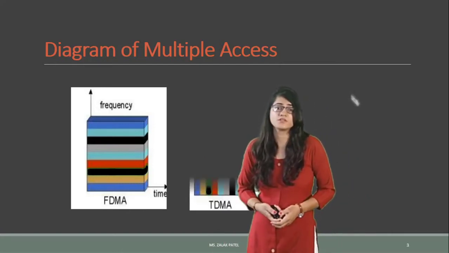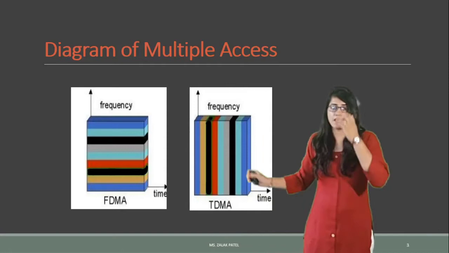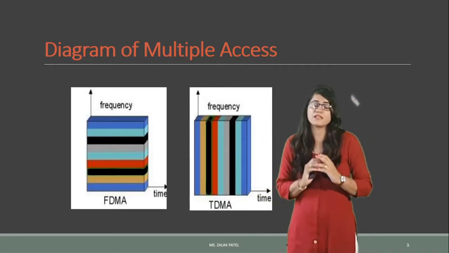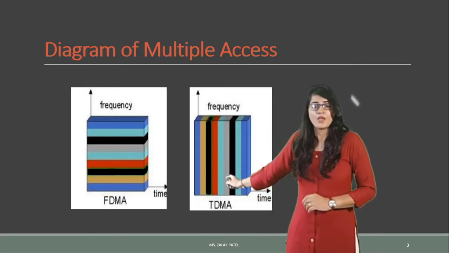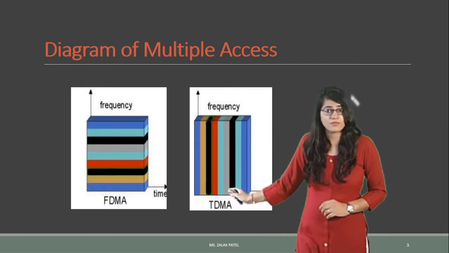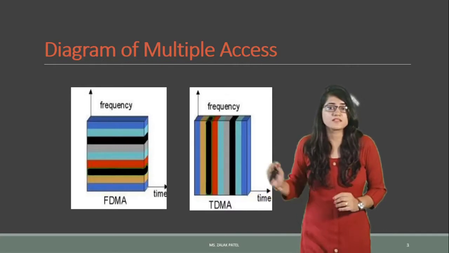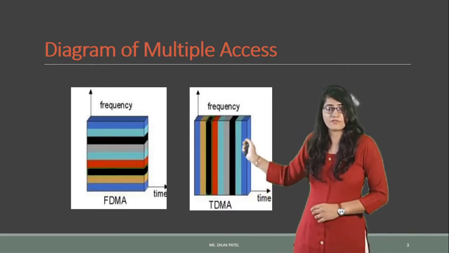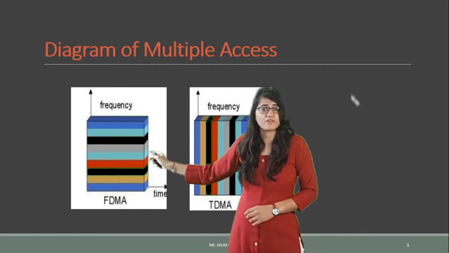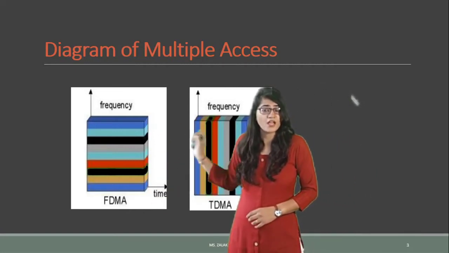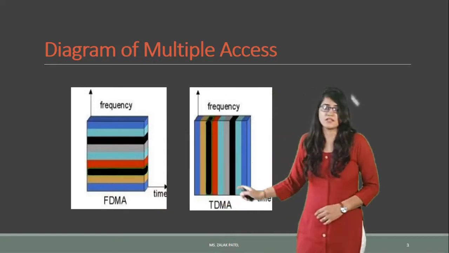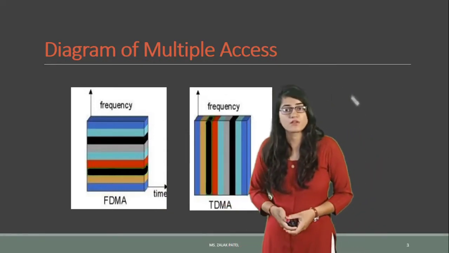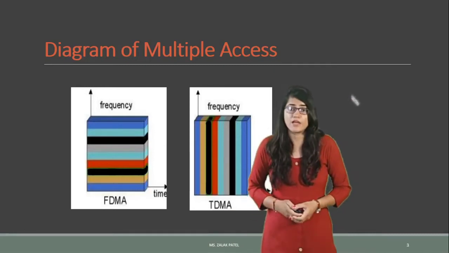The next multiple access technique is TDMA. Here again there is a frequency versus time graph. In this second graph, time is divided into a number of slots. In FDMA we have seen that frequency is divided, while in TDMA time is divided into a number of slots. So it is called time division multiple access.